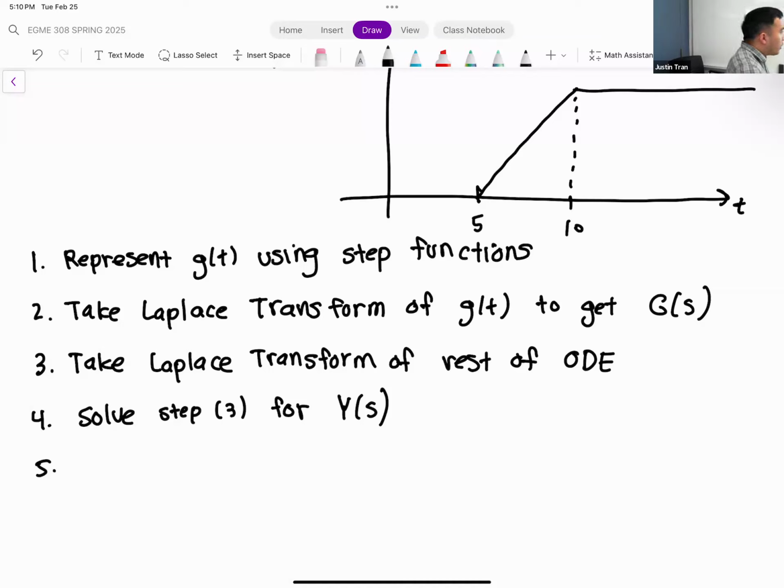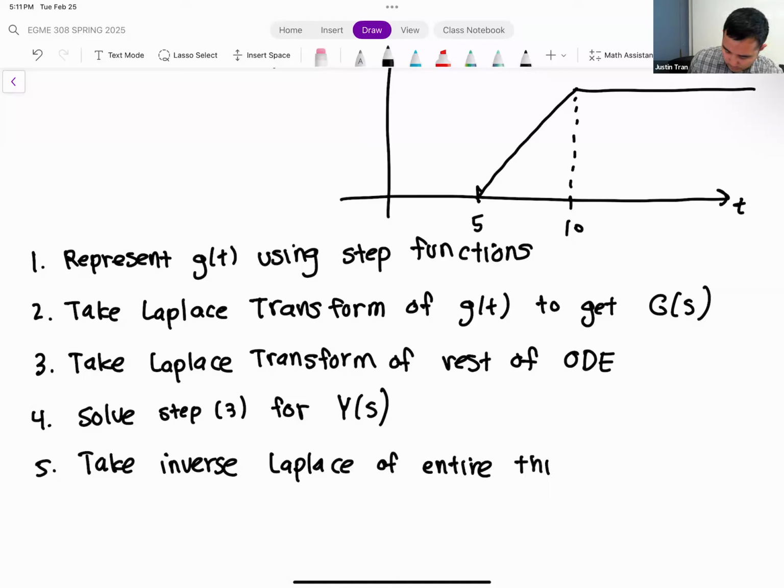That Y of s is going to include contributions from the differential equation. It's also going to include contributions from our discontinuous forcing G of s. And then once we have all that, step 5 is just to simply take the inverse Laplace of the entire thing. Okay, so that's our game plan for this example.